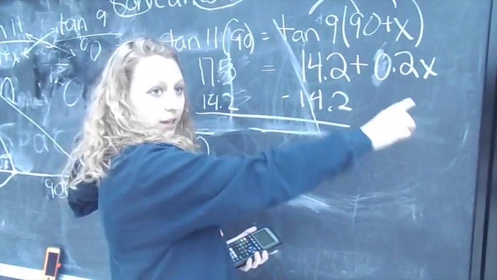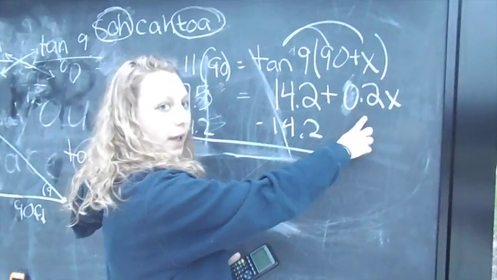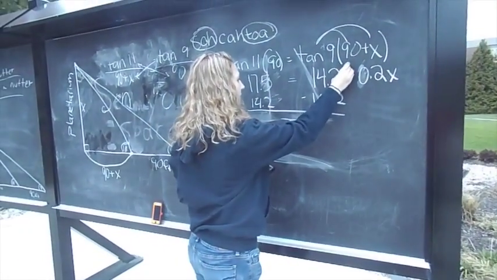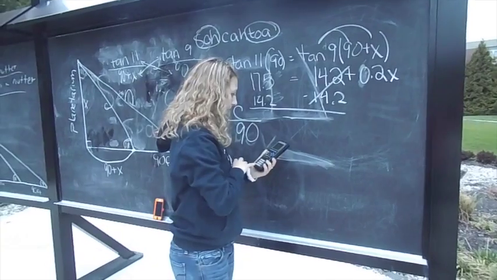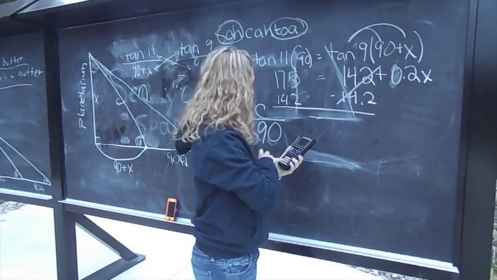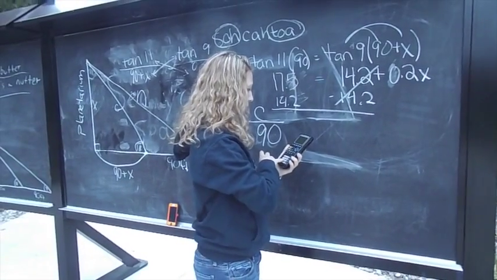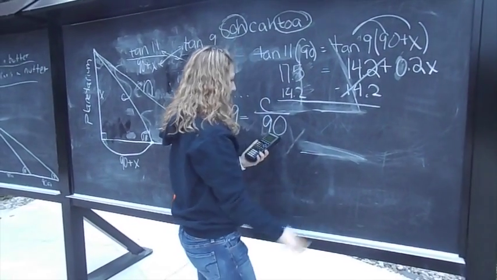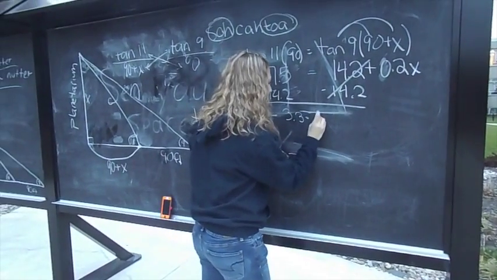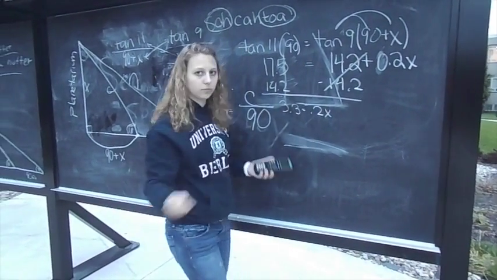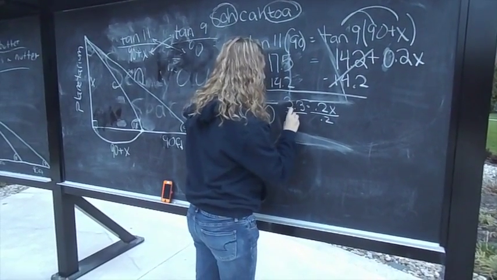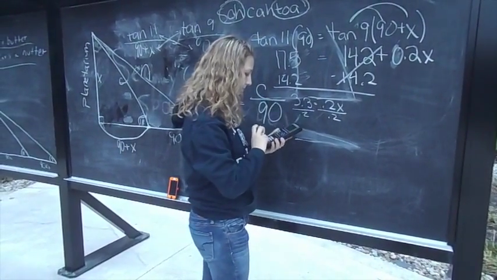And obviously we can't subtract the 0.2x because it has a variable and you can't subtract that. So these here are going to cancel out. And then you have to do 17.5 minus 14.2. So you'll get 3.3 equals 0.2x. So then you're going to have to divide by 0.2 to get x by itself.